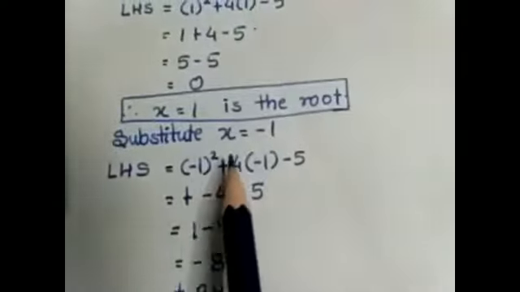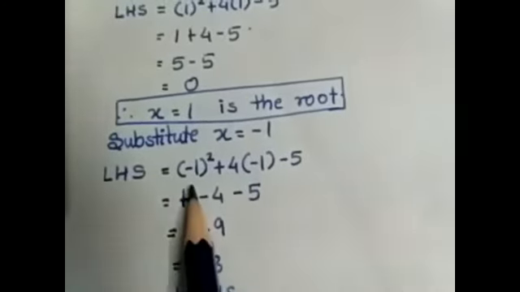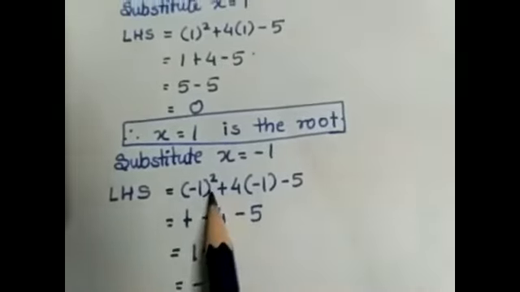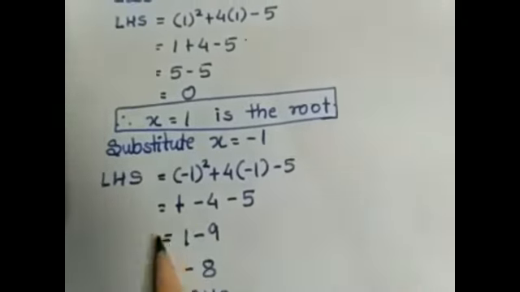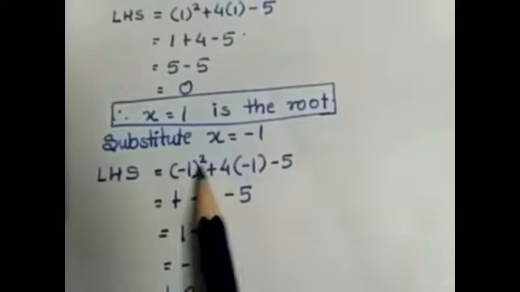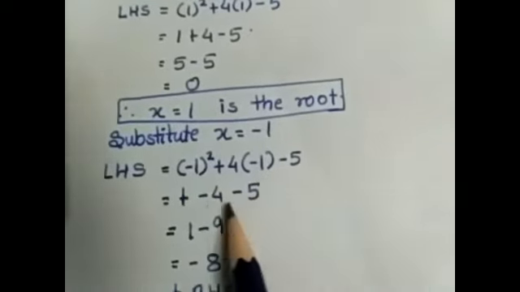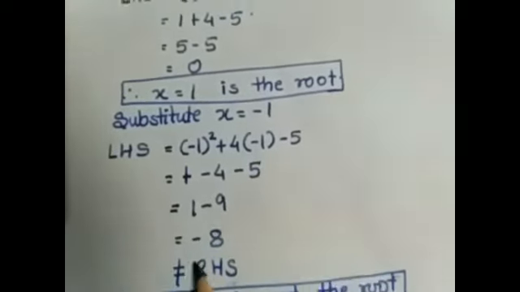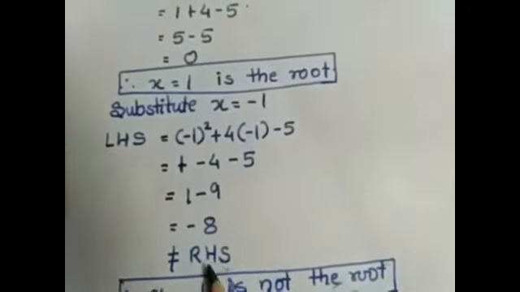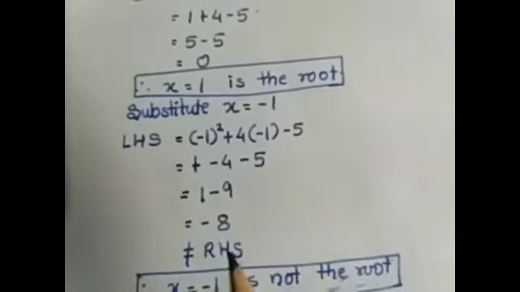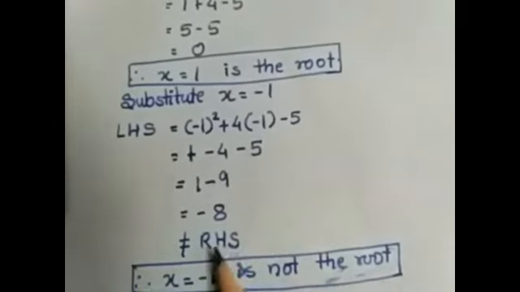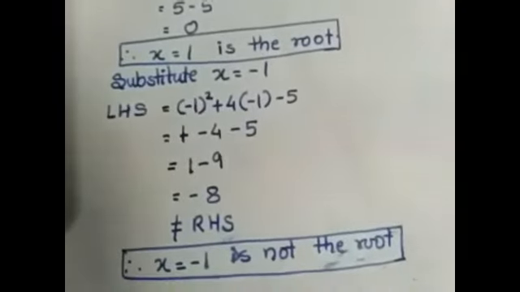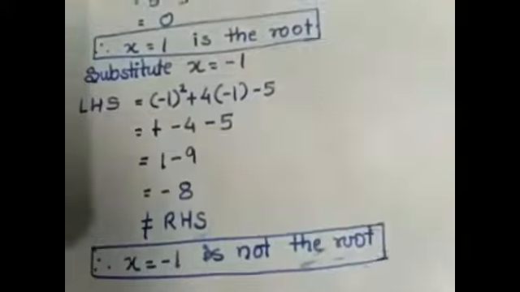Next is x is equal to minus 1. Again the equation is x square plus 4x minus 5. So x square means (minus 1) square, which is 1. 4 into minus 1 is minus 4, and here minus 5. So solve it: 1 minus 4 minus 5 is minus 8, and it is not equal to the RHS, which is 0. The left hand side is minus 8 and the right hand side is 0, so they are not equal. That's why we can say that x is equal to minus 1 is not a root or solution of the quadratic equation. Like this, you have to solve the next one.